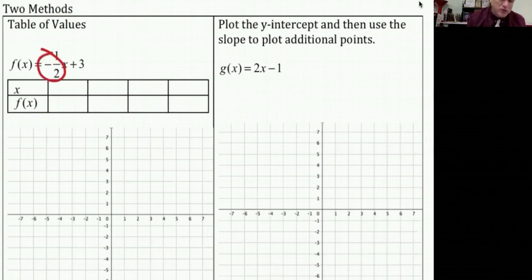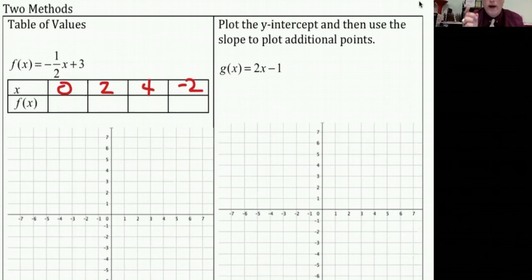If you have a fraction in your slope, in your m, that you're going to multiply x by, make sure that you multiply by factors of the denominator. So like, I don't want to multiply this by 5 because 5 times a half is a decimal. And I don't have any decimals on my grid. So what I want to do is use multiples of 2. So let's go with 0. Let's go with 2. Let's go with 4. Let's do a negative one also. Let's go negative 2.